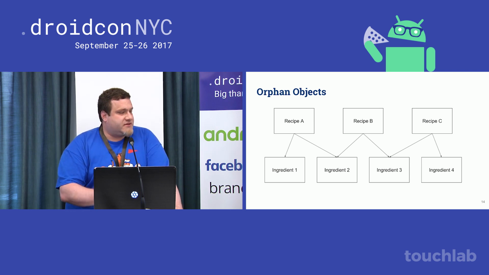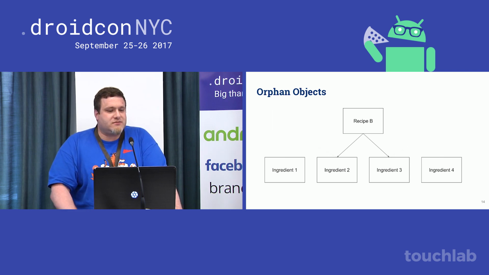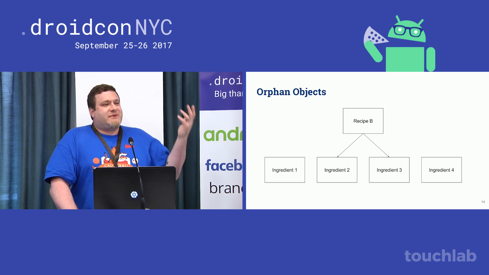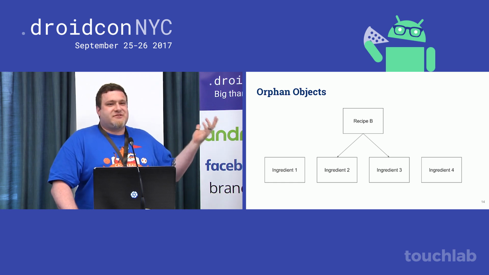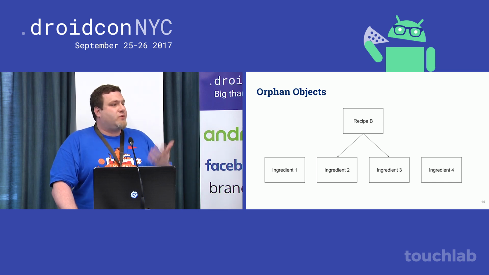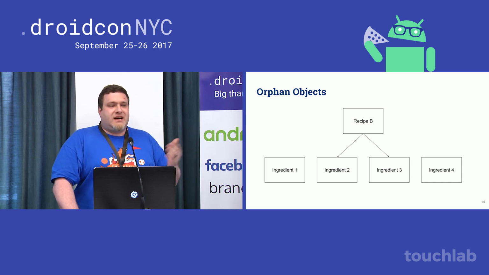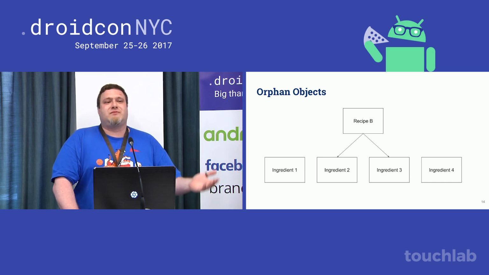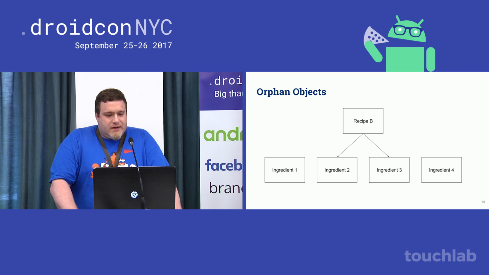What happens when we delete those from Realm? Well, great. We deleted the recipes, but now we have these ingredients hanging out that have no parents, right? These are just sitting around wasting users' disk space. And over time, they're going to get really annoyed at us. And eventually they're going to go clear all the data on our app, which is going to sign them out. And we're not happy about that, right?